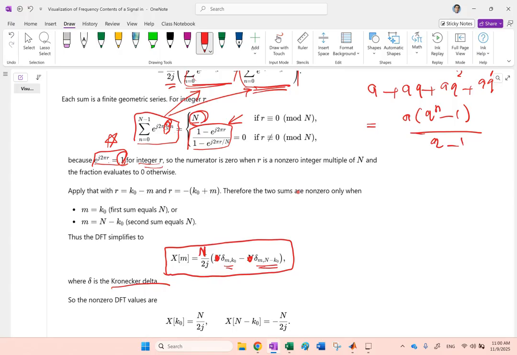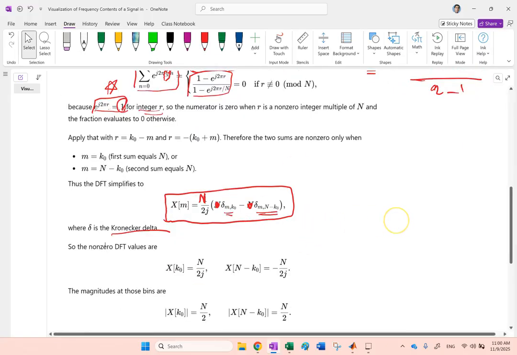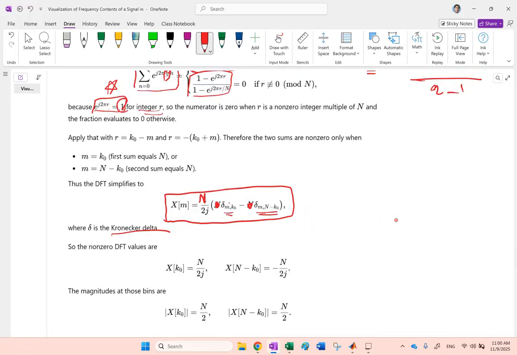So what kind of shape does this have? Well, this has two peaks, right? One for this, one for this. And where are those peaks? One of them is at k naught. The other one is at n minus k naught. And what's the magnitude of them? The magnitude is n over 2j for the first one, and negative n over 2j for the second one. Okay? So the magnitude of both of these is n over 2.